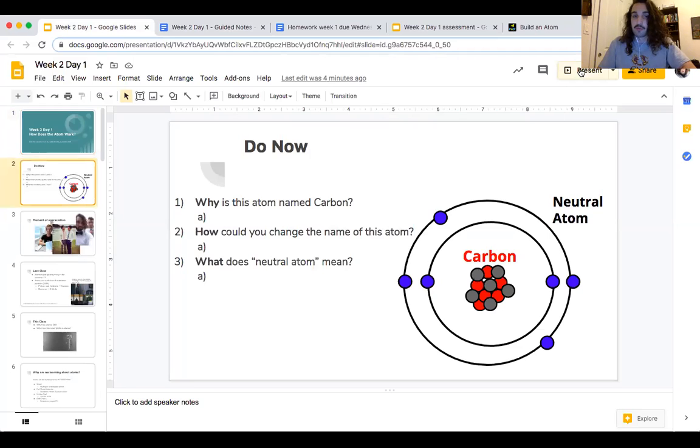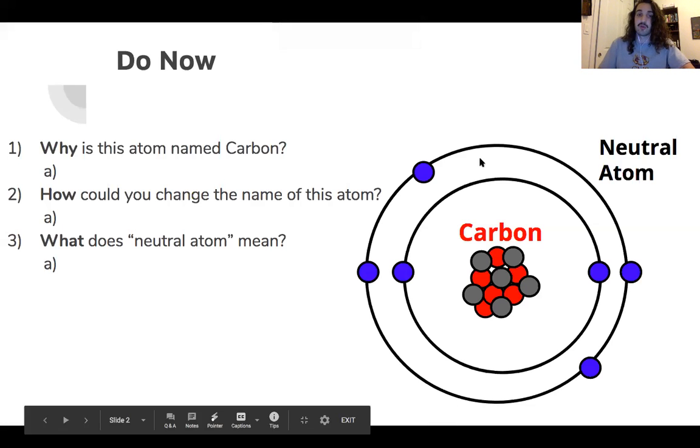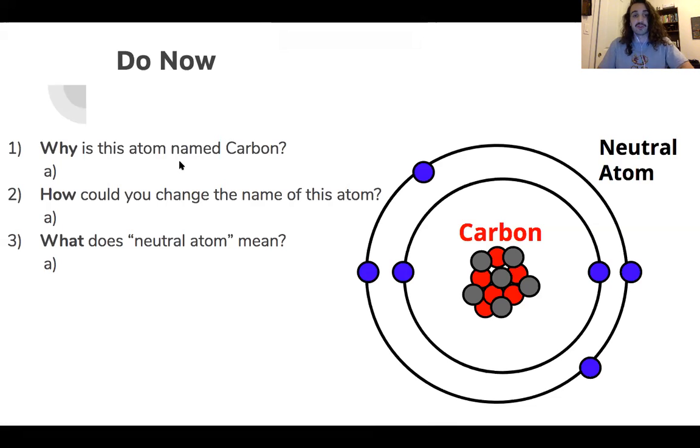Okay, a little bit of a do now. So this do now is on that sheet that I just presented to you. I want you to try and make some answers to these questions right now. So why is this atom over here called carbon? How could you change the name of this atom? It's currently carbon. You could change it to a different name. How would you do that? Describe how. Over here, we see neutral atom. We saw that in our homework, we can change this name. What does neutral atom mean? Pause, take a couple seconds to think about that.